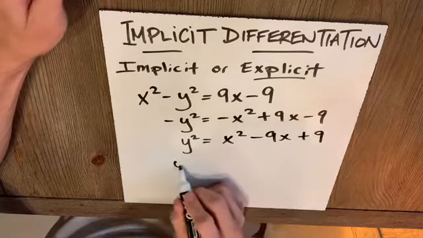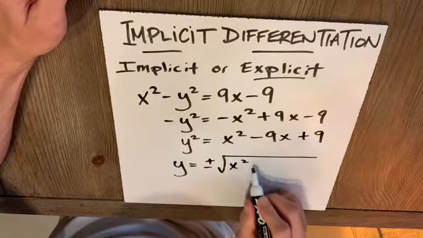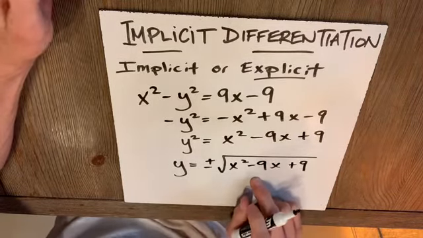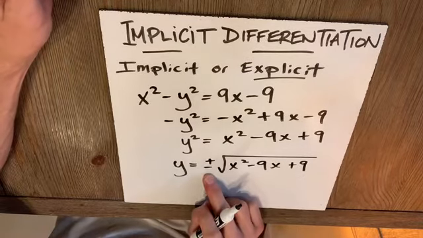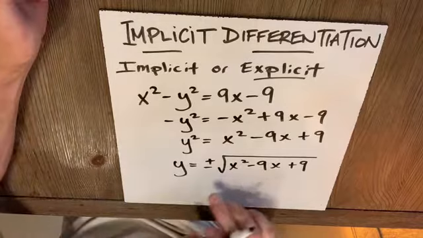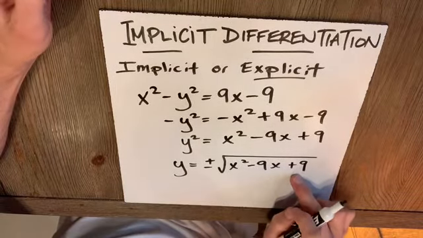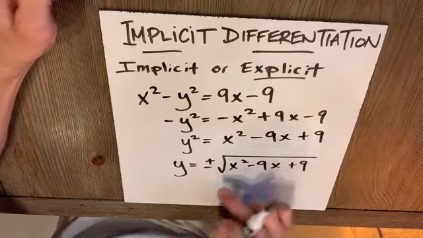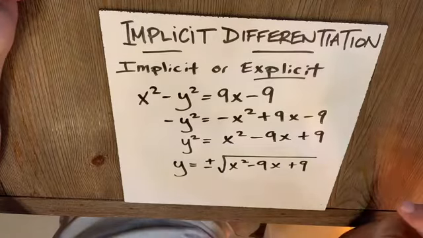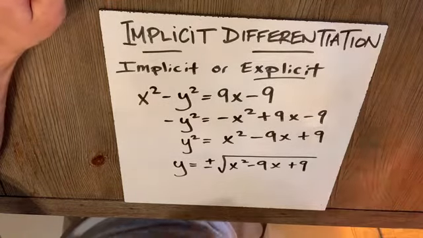And now I'd have to get y all alone, I'll have to take plus or minus the square root of x squared minus 9x plus 9. And I'm at a loss. I don't have any rules for dealing with this plus or minus. Actually, I could really do this, couldn't I? I could take the derivative of this once, saying that this is x squared minus 9x plus 9 to the 1/2 power, and then I do it again for the negative root. But that seems like an awful lot of work compared to our new method, which will be implicit differentiation.